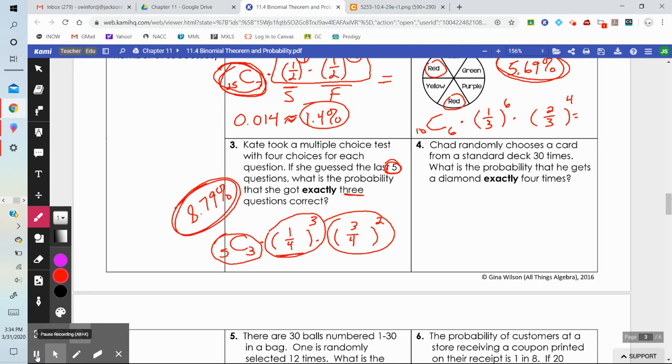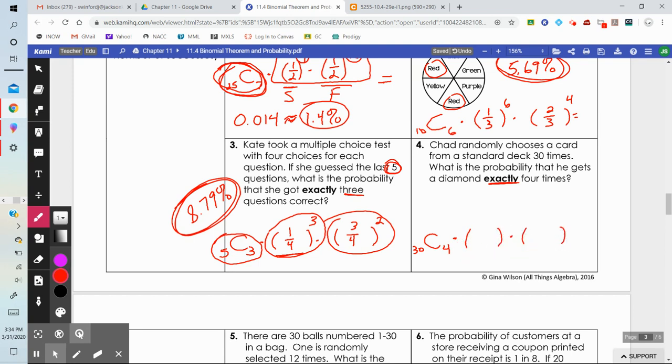The next one says Chad randomly chooses a card from a standard deck 30 times. What is the probability that he gets a diamond exactly 4 times? So all the different ways this can happen. He does this 30 times. What's the different ways that he can choose a diamond 4 times? So that's the combinations of 30, choose 4. We do our successes, and then we're going to multiply times our failures.